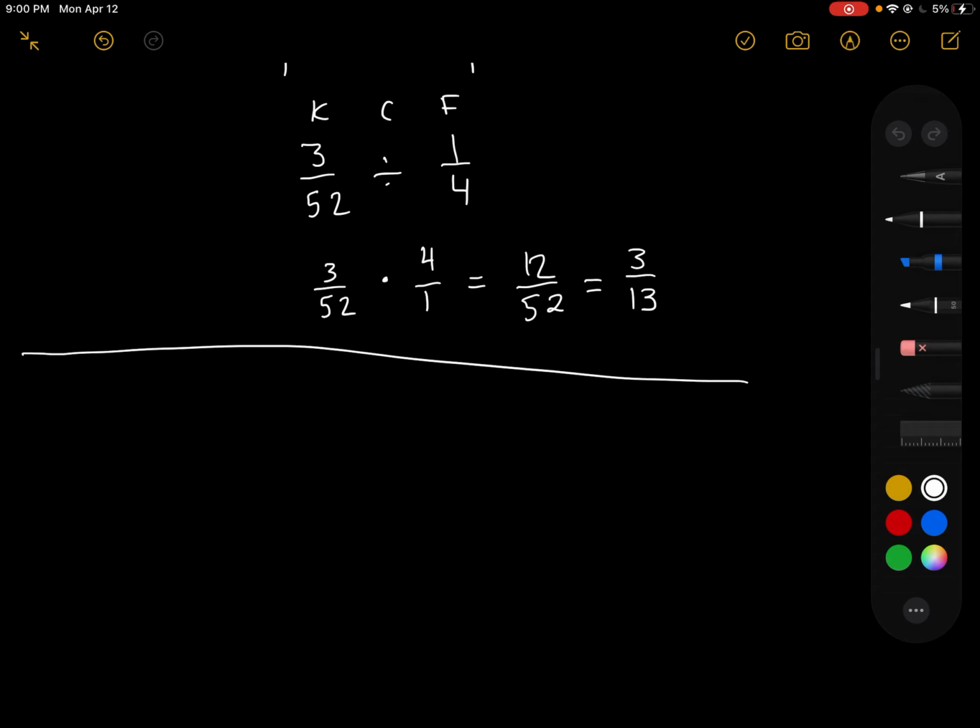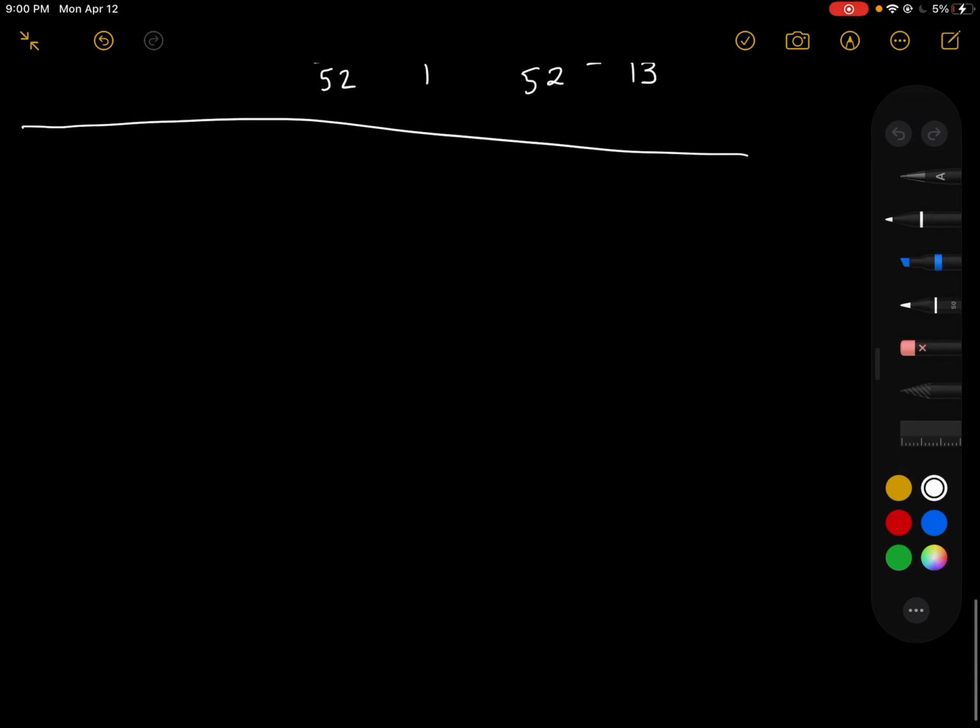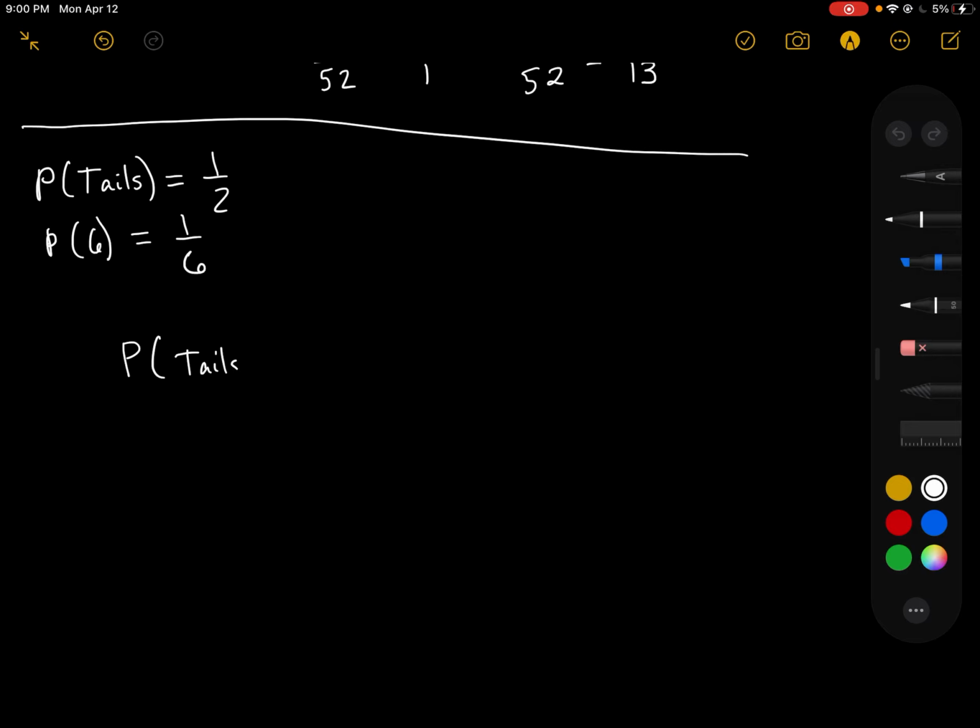We'll finish up here with an example from flipping a coin, and if we're looking at rolling a die. So let's say the probability we get tails is 1/2. The probability we roll a 6 on a standard die is 1 out of 6 outcomes.